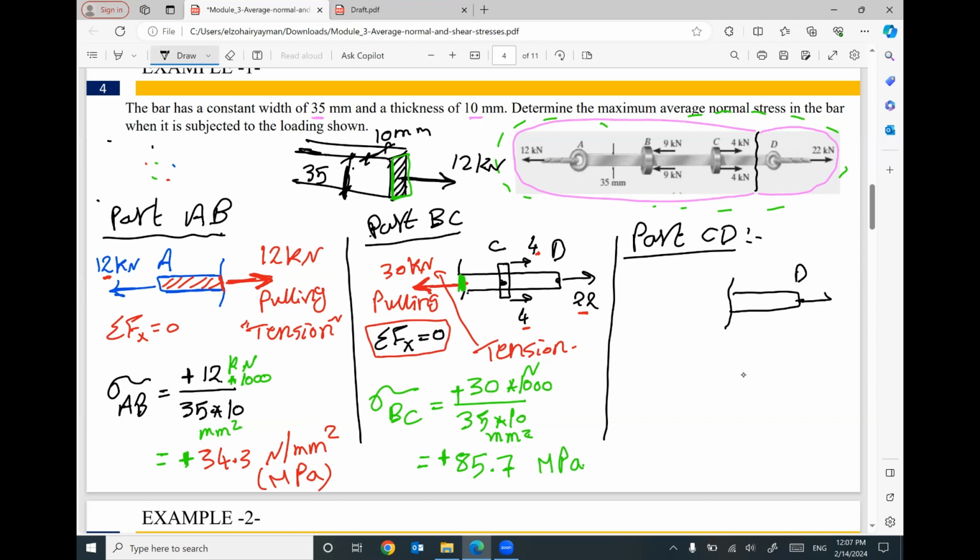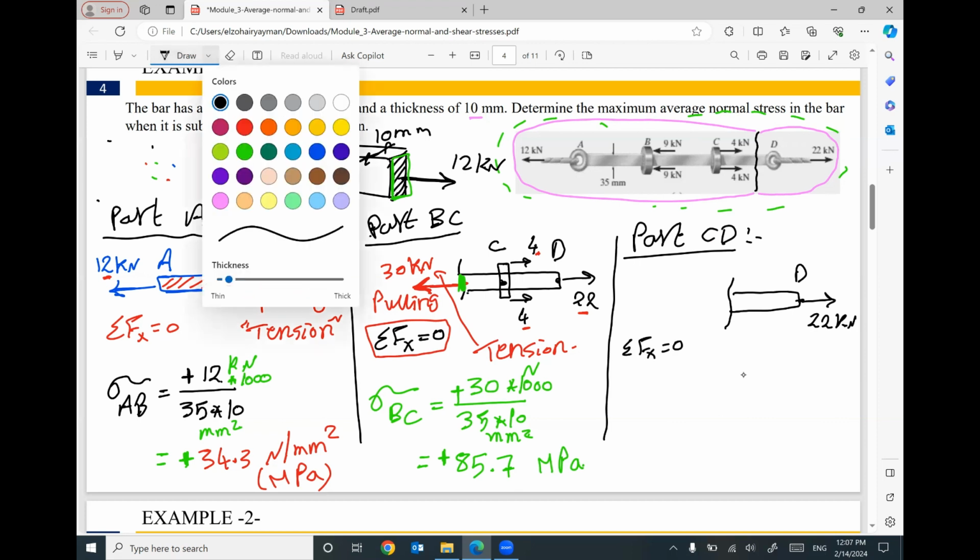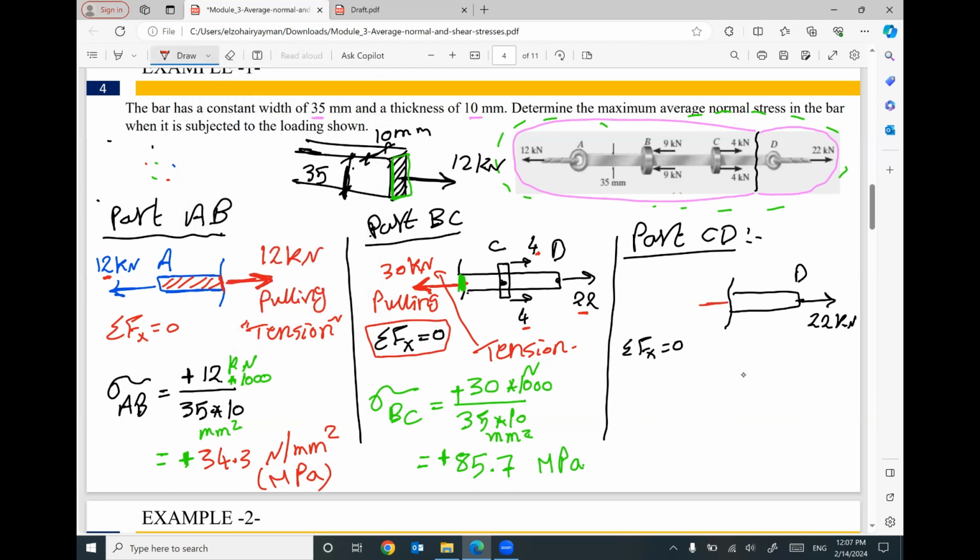I have a force here, 22 kilonewton. To apply summation Fx equals 0 and make sure we have balance, we must have another force at this cut in this direction, equal to 22 kilonewton. This force, in this position and direction related to this cross section, is pulling the member. If it's pulling, it will be tension. So it will be a tension force.